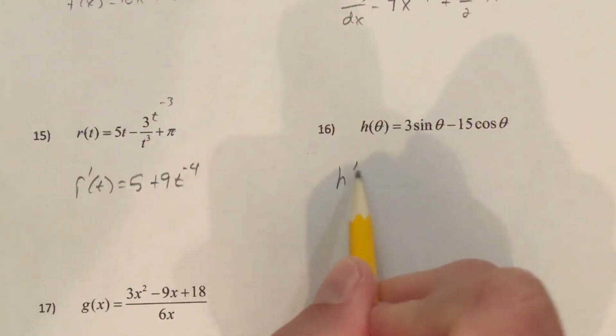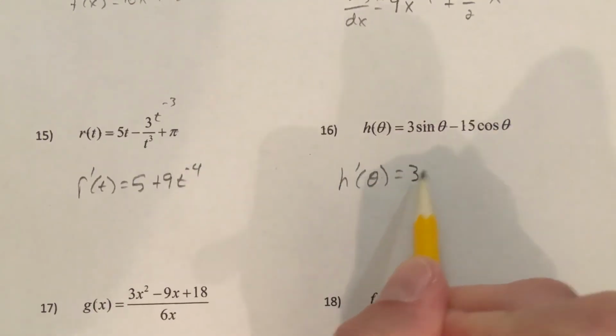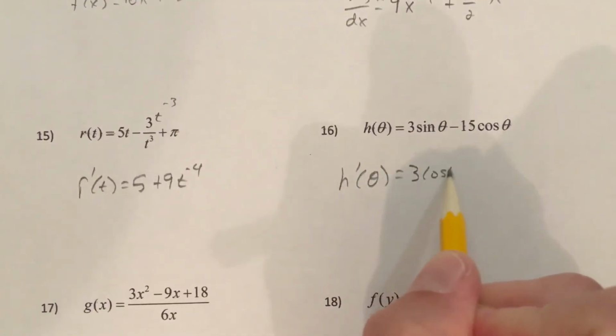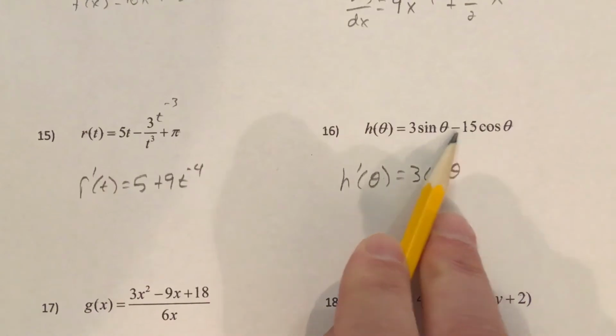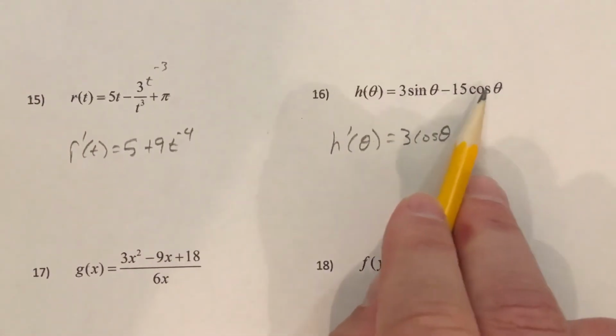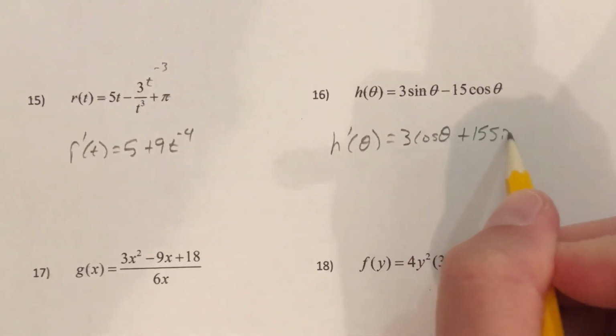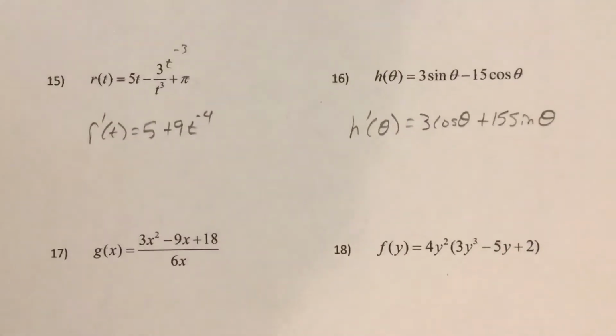16, h prime of theta: 3 is a constant, so it stays. The derivative of sine is just cosine. All right, negative 15 is a constant, it's going to stay. The derivative of cosine, though, is negative sine. So that negative and this negative will become positive. And then we'll have 15 sine theta.